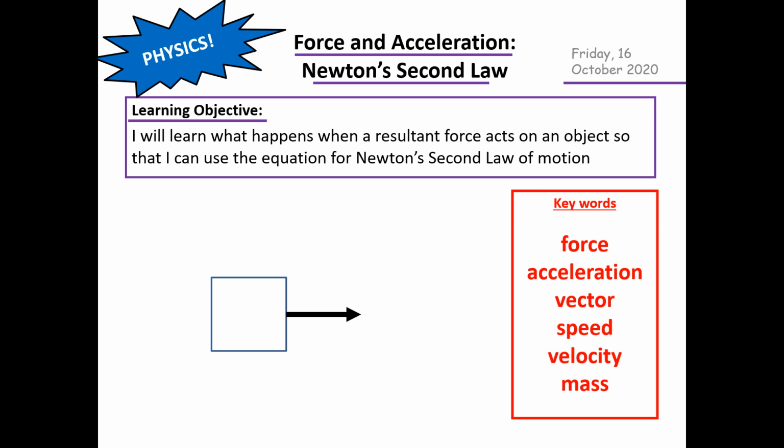Now, all that sounds quite scary. It actually isn't. We're just basically going to do a little bit of maths. But first of all, we need to understand what it is we're doing. Along the way, we are going to be using, as always, these key words. We have 6 up there: force, acceleration, vector, speed, velocity, and mass.